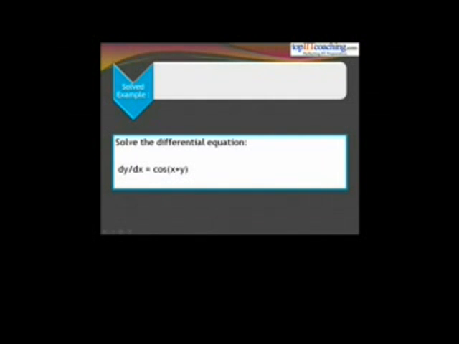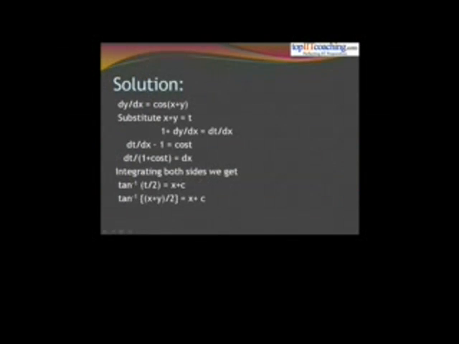Solve the differential equation dy by dx equal to cos of (x plus y). So we have to solve the differential equation dy by dx equal to cos of (x plus y). Can we solve this equation by the variable separable method? Yes, we can do that, but there is some modification involved. Let us substitute x plus y equal to t. So this is a function of x and y, and thus we substitute x plus y equal to t. Now differentiating both sides, we get 1 plus dy by dx equal to dt by dx.